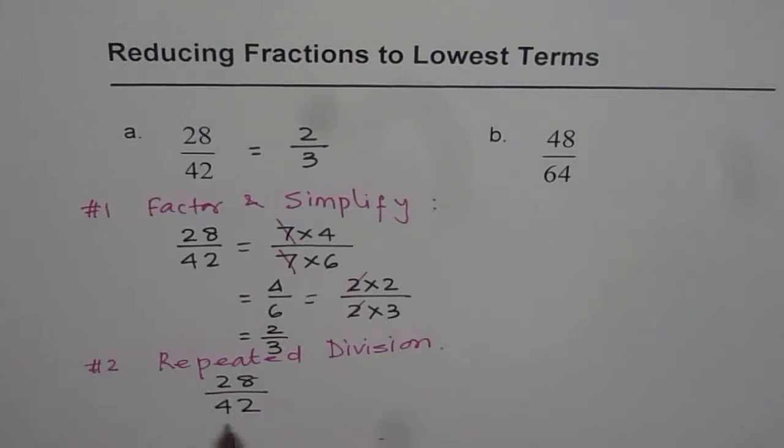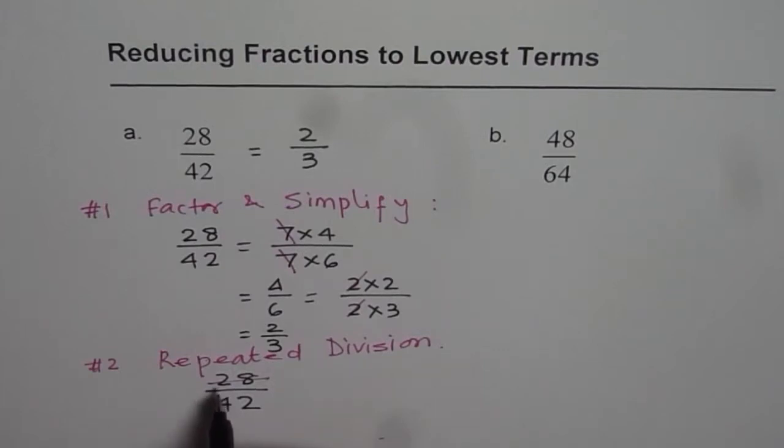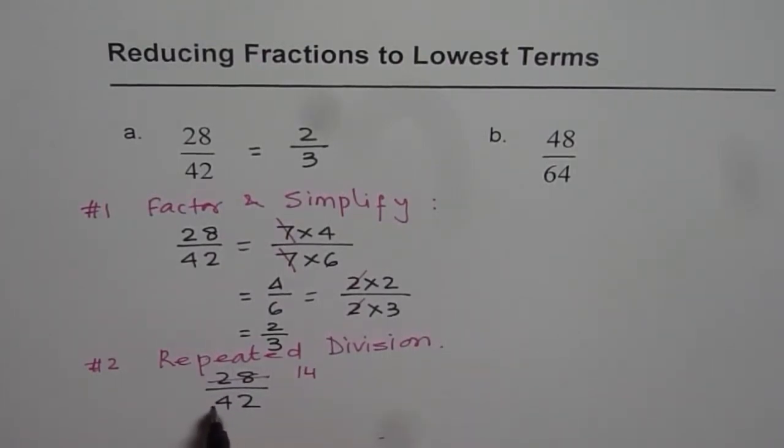So it's up to you. You can divide by 2 or by 4. Let's keep it simple and do division by 2 first. If I divide by 2, I get half of 28, which is 14, and 42 divided by 2 is 21. So I get 21 and 14.